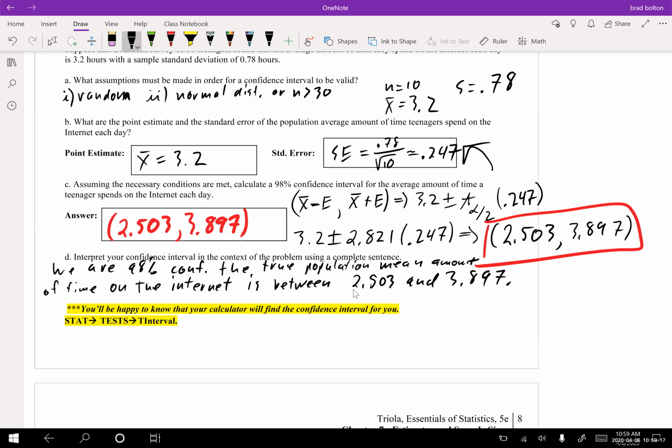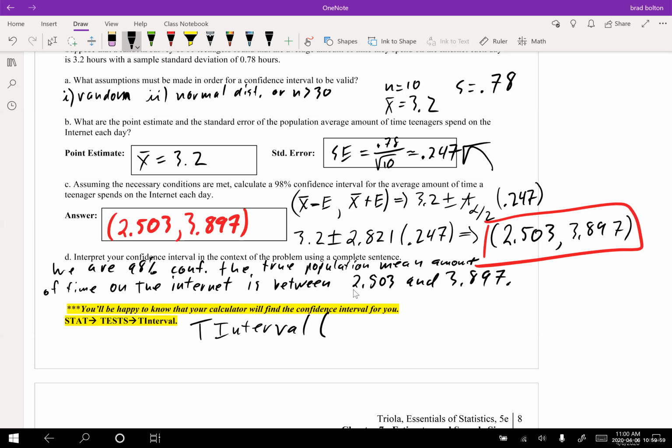Now, again, if your calculator has this, you read in yellow that we could have done this on the calculator. It says stat, test, t interval. So let's try this t interval and see what they ask for. On mine, that's number 8. It says x bar. Do we know x bar? Yes, it's 3.2. It asked me for S of X, the standard deviation. That would be 0.78. How many people were in the survey? 10. And level of confidence, 0.98.